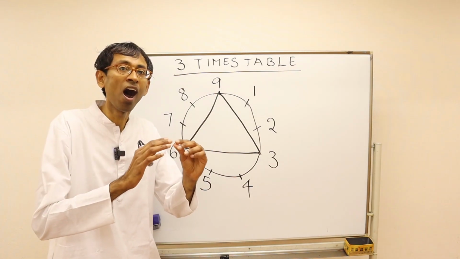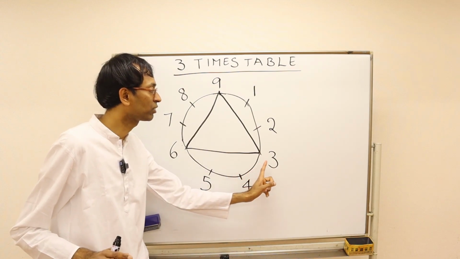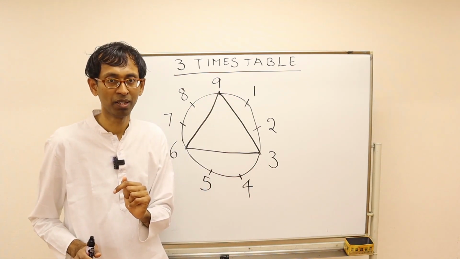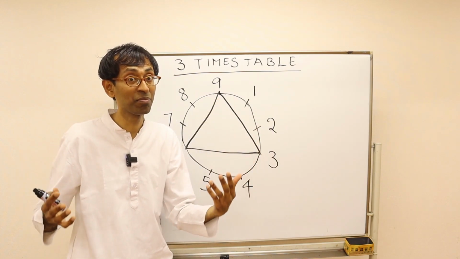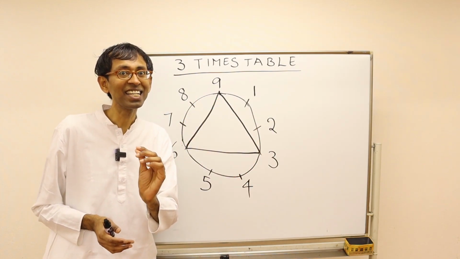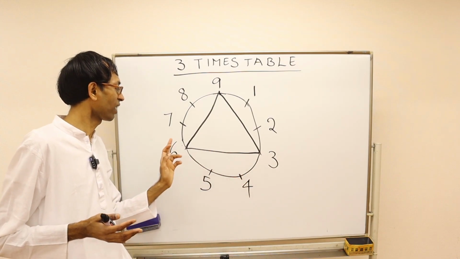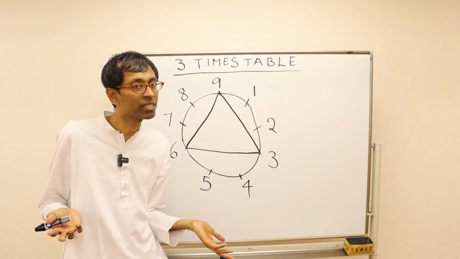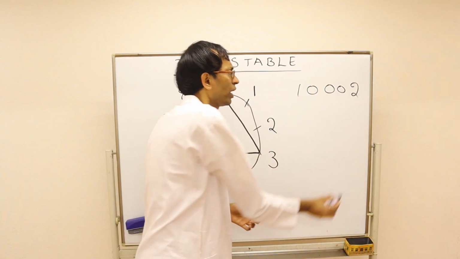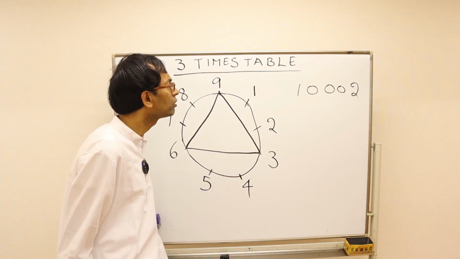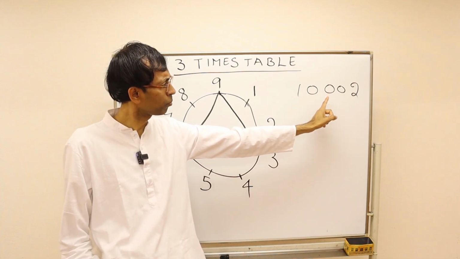So this means all the multiples of 3 will have a digit sum of either 3 or 6 or 9. Right? Now this means if you want to see if a number is divisible by 3 or not, the easy way is to take its digit sum and see if the digit sum is 3 or 6 or 9. That number is divisible by 3, otherwise not. For example, you have a number 10002. Is this number divisible by 3 or not? Just by looking at it, we can tell. Digit sum is 1 plus 2, 3. This number must be divisible by 3.